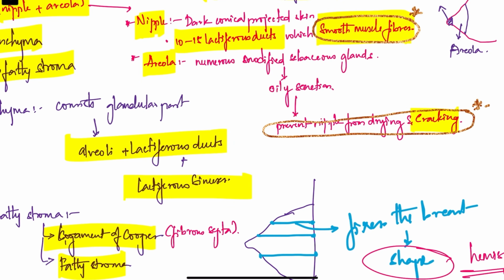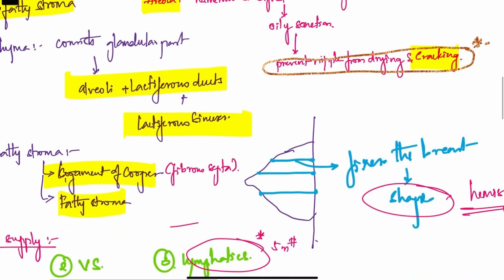Okay, let's continue with the topic. Then the areola has numerous modified sebaceous glands which secrete an oily secretion. So what is the function of this oily secretion? It prevents the nipple from drying and cracking, right?